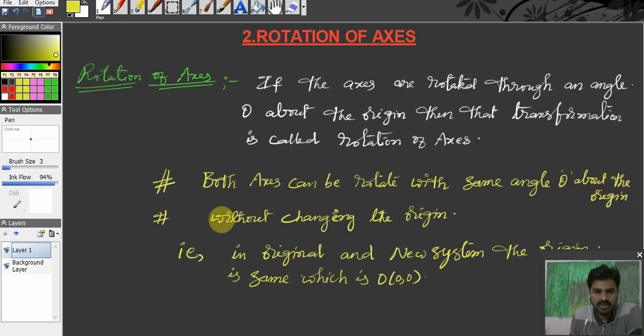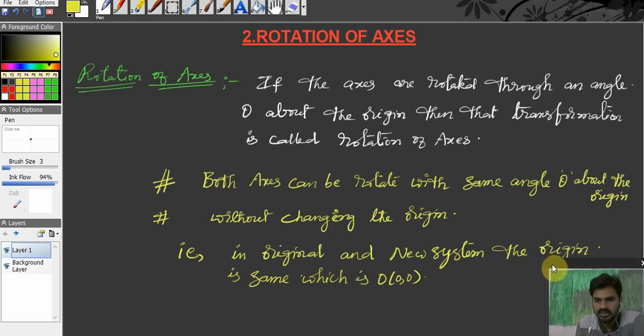The second condition, also an important thing in this concept, is without changing the origin. That means the origin of the new system and the origin of the old system are both the same, that is 0 comma 0. So these are the most important points about the rotation of axis.